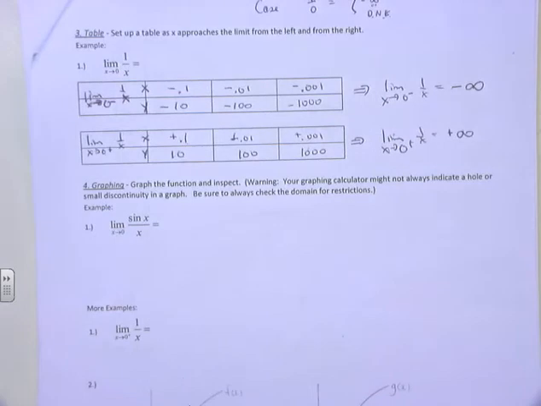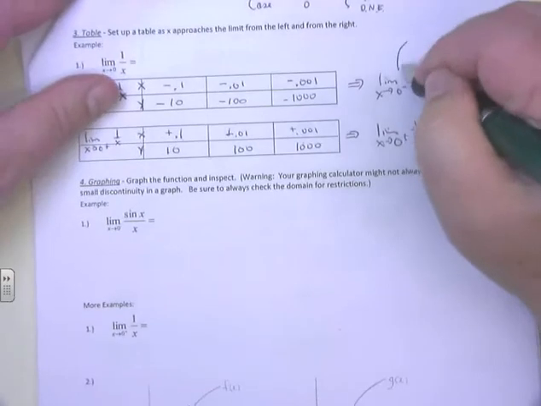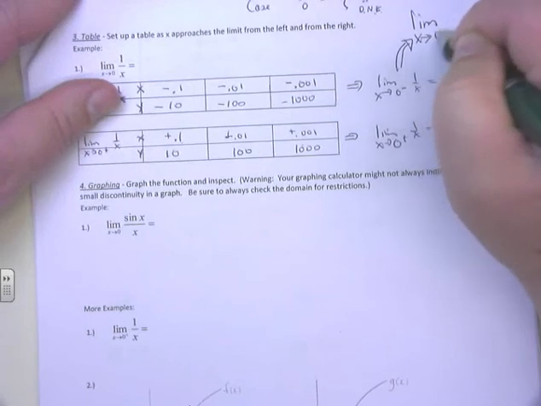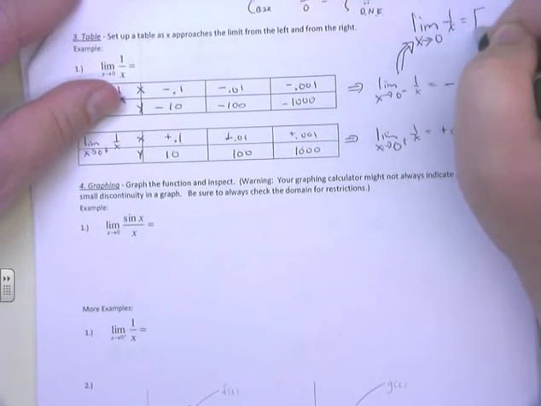Positive infinity. Or infinity, as you say. But here comes my question. Very important question. What is the limit as x approaches 0 of 1 over x?